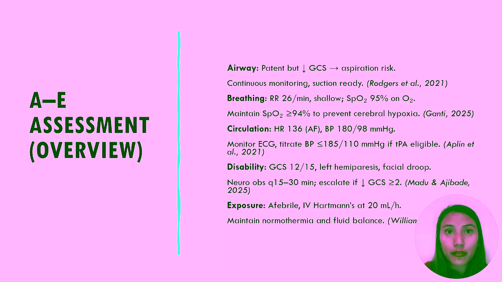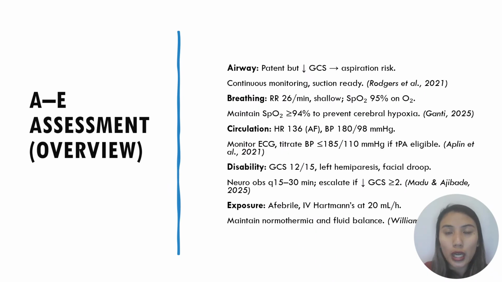Impaired airway reflexes are common in acute stroke and may lead to hypoxia and aspiration pneumonia. Continuous airway observation, ensuring suction equipment is available, and escalating for intervention if the Glasgow Coma Scale falls below 8 are essential nursing priorities to maintain oxygenation and prevent secondary brain injury.